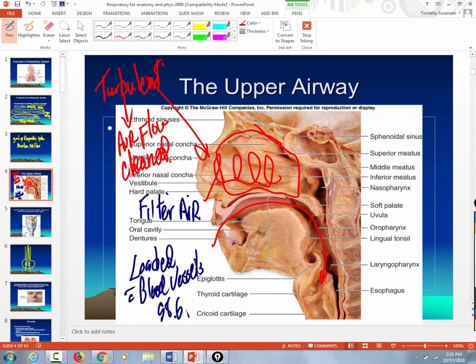It's also a little colder. That's why they encourage you when you're outside and it's cold to breathe through your nose. All right?